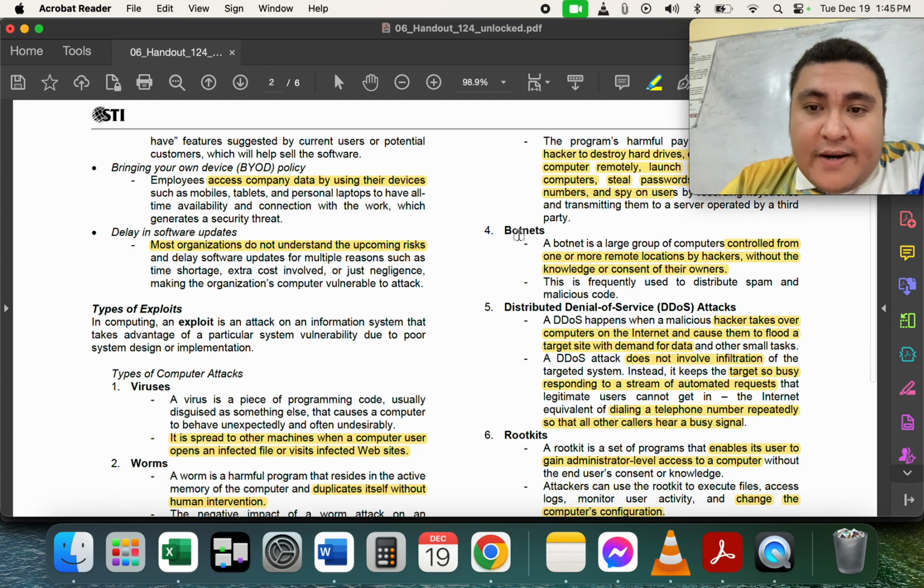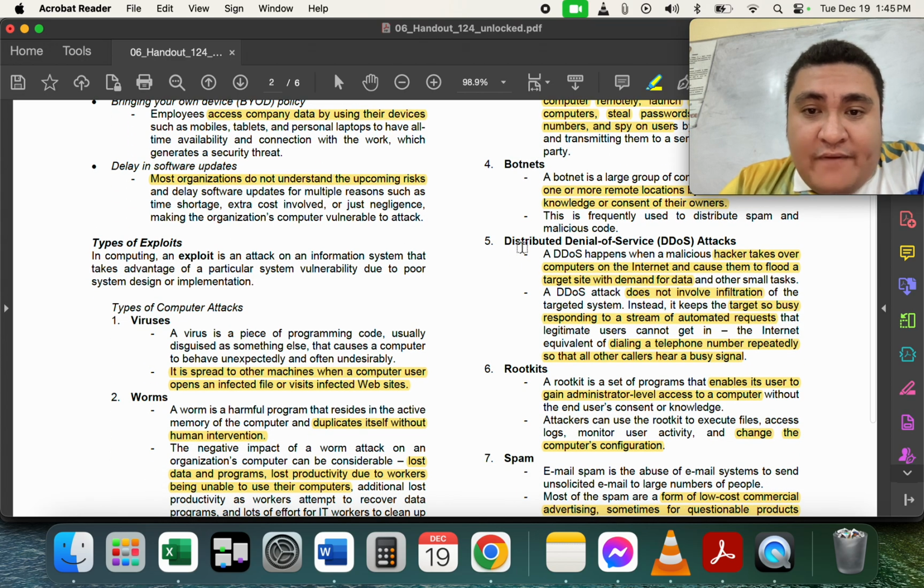Number 4 are botnets. These are controlled in a remote location by hackers without the knowledge of the owner. Now, you also have the DDoS, or distributed denial of service. The hacker takes over computers on the internet and causes them to flood a targeted site with demands for data. It is similar to dialing a phone number repeatedly so that all other callers cannot get through, making it a busy signal. The computer cannot communicate with another computer.